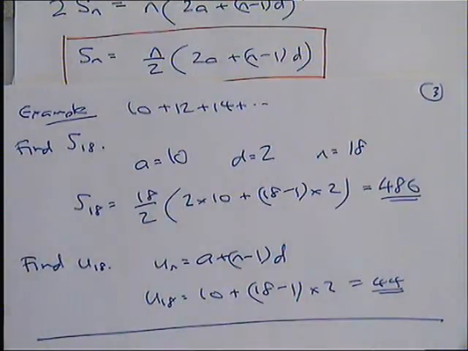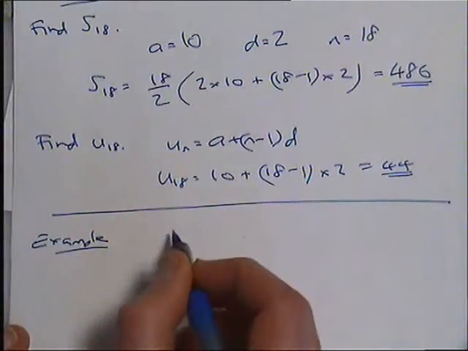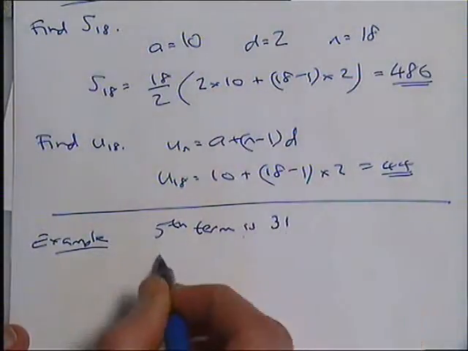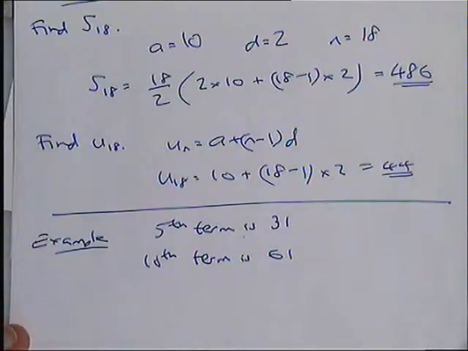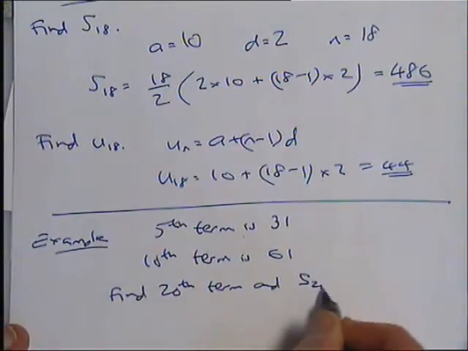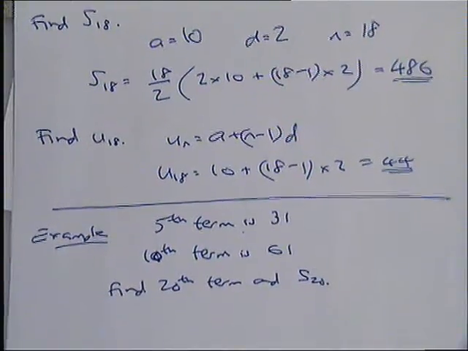If I give you another question to deal with, another example. If we are told that the 5th term is 31 and the 10th term is 61, and I want you to find the 20th term and the sum of the first 20 terms. The 5th term is 31, the 10th term is 61. Can we find the 20th term and the sum of the first 20 terms?